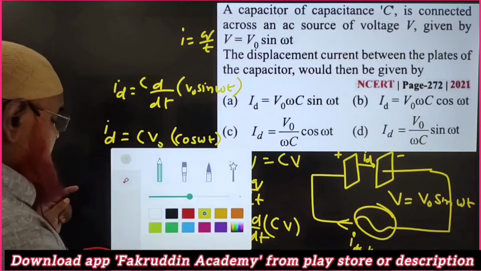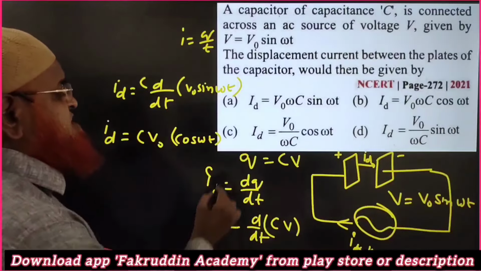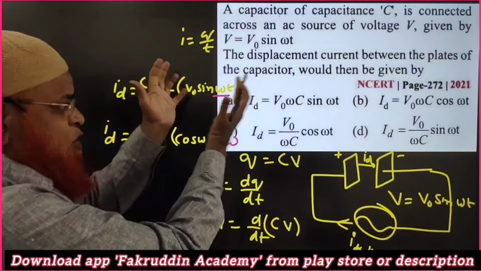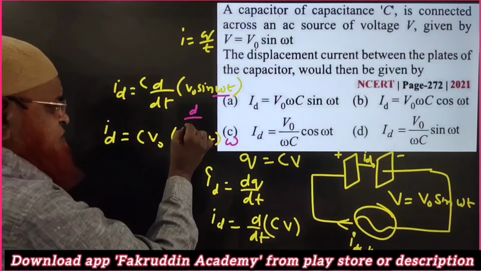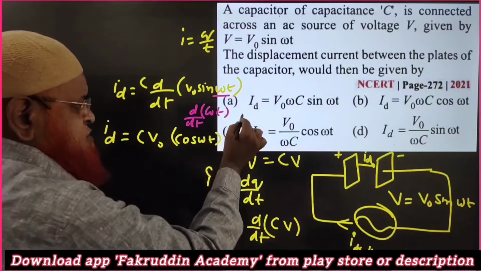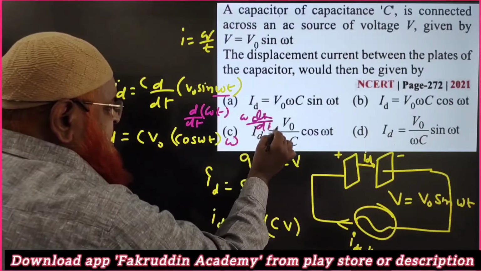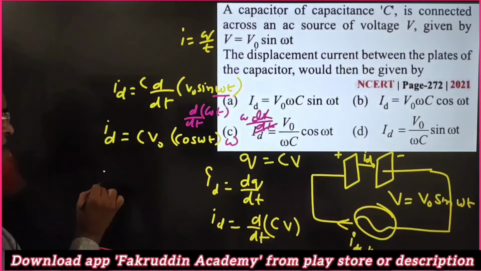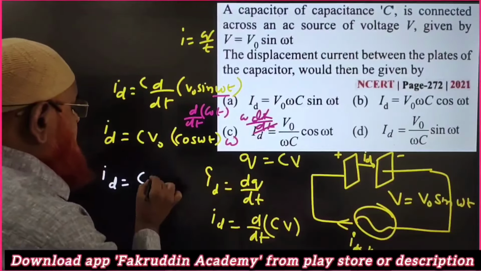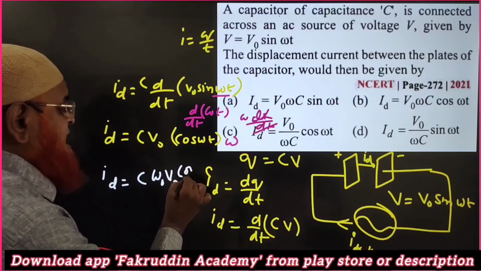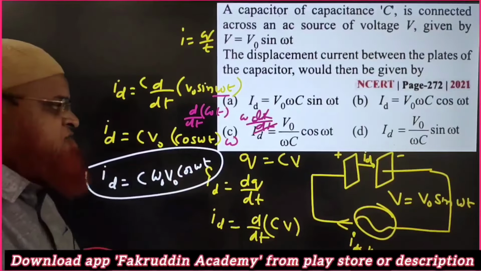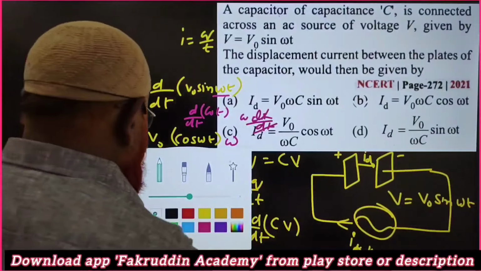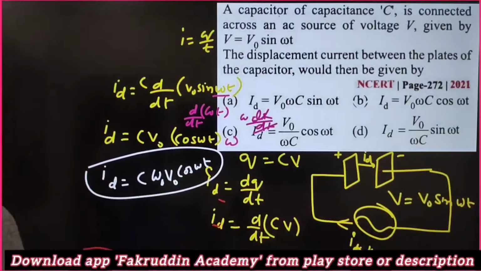And you have to differentiate once again. Omega t also you have to differentiate once again, you will get omega. Inside, omega t is present, so if you differentiate omega t with respect to time, omega into dt by dt is equal to 1, omega is left. Then finally you will get one equation: current is equal to C omega V naught cos omega t. This is going to be our final answer. That is said to be B option. That's it. Thank you very much.